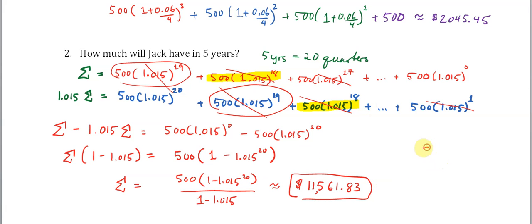And you can see here, as a quick check, that if he had no investment, right? If Jack just saved $500 per quarter for 20 quarters, over 5 years, this would be exactly $10,000. Okay, so it is very reasonable that if he uses this annuity plan, he actually gets a little bit more money, in this case $11,561.83. Okay, so this is how we can compare the 2 investments and see if it makes sense to invest.